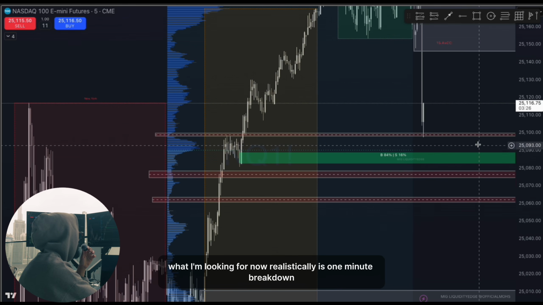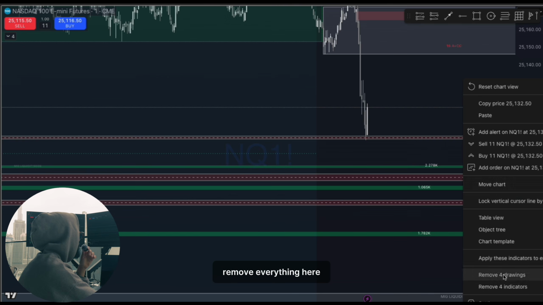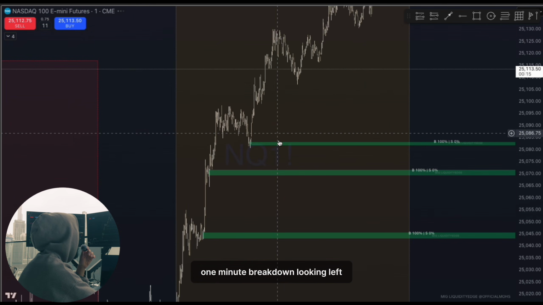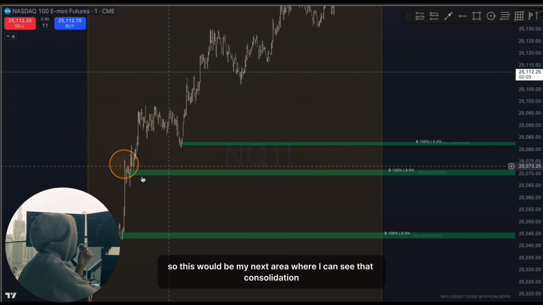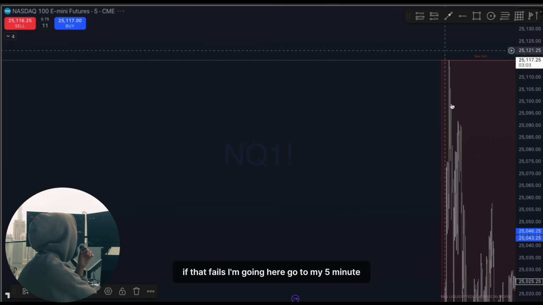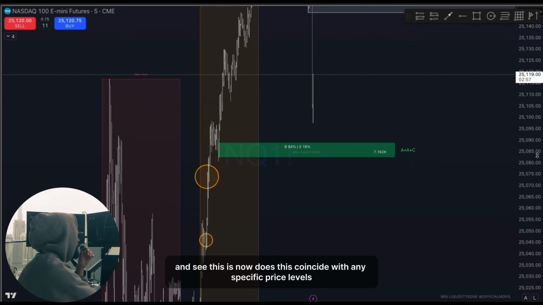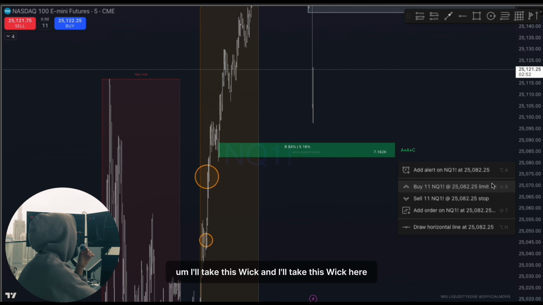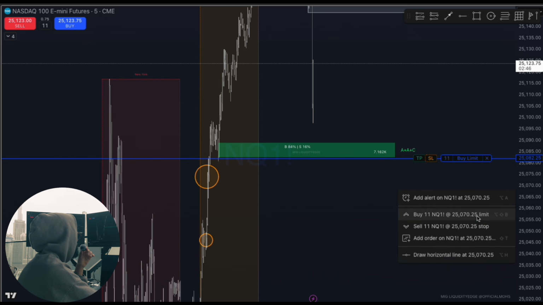What I'm looking for now, realistically, is 1 minute breakdown, remove everything here. 1 minute breakdown, looking left, really nice point of interest here, but it was a V recovery, so this would be my next area where I can see that consolidation. If that fails, I'm going here, go to my 5 minute, and see this is... Now, does this coincide with any specific price levels? I'll take this wick, and I'll take this wick here.